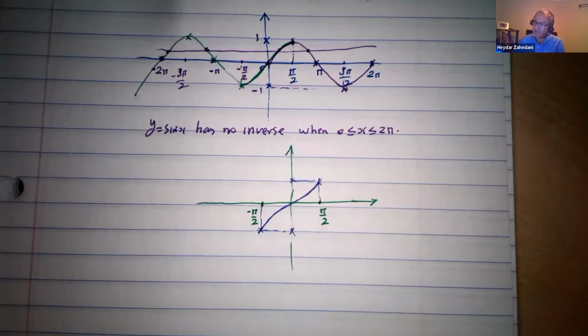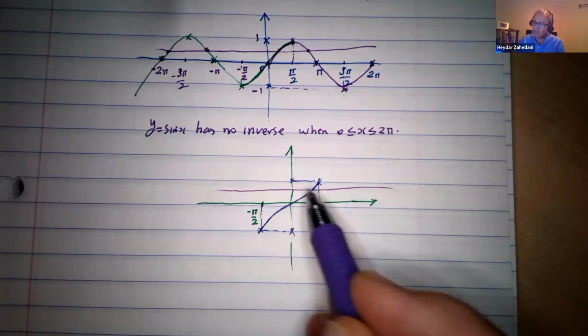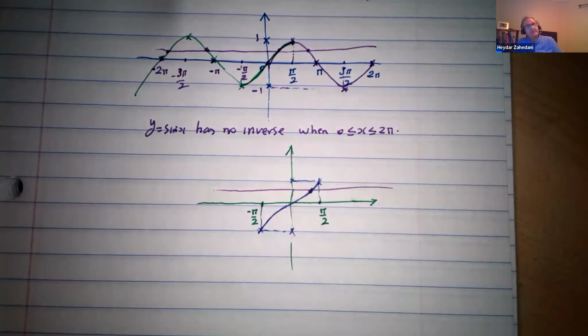Now, as you can see, if you draw any horizontal line, that would intersect the graph only once. So this means the inverse of this function does exist, and the inverse is a function. You see, the inverse of a function in general is a relation. You should have seen this type of thing during your pre-calculus class.